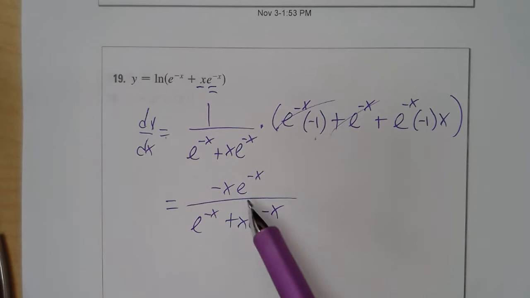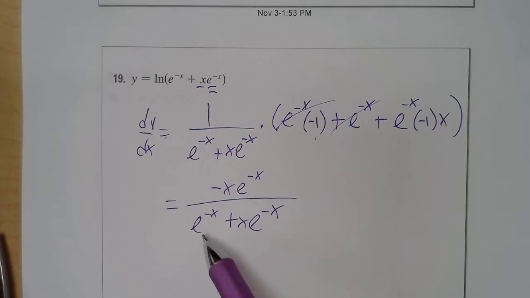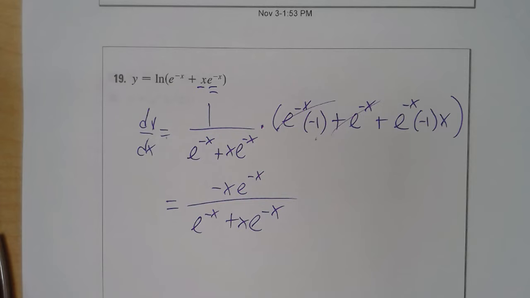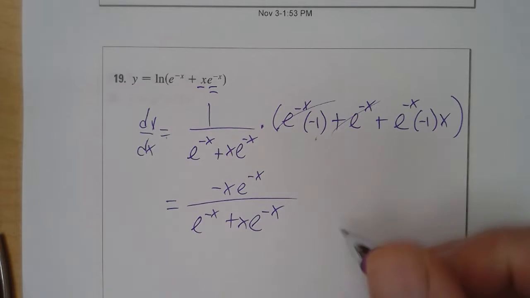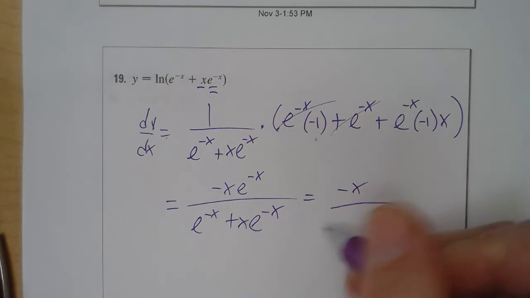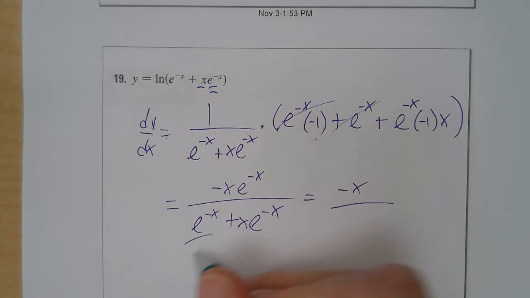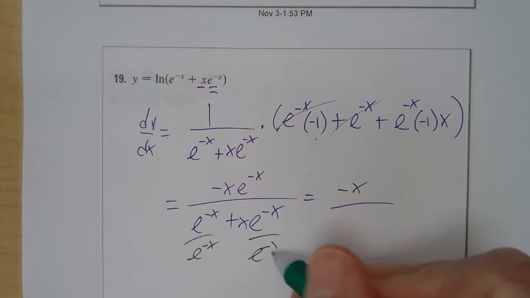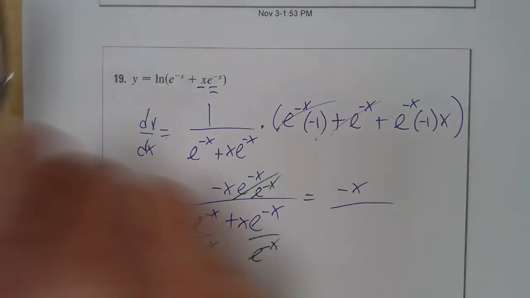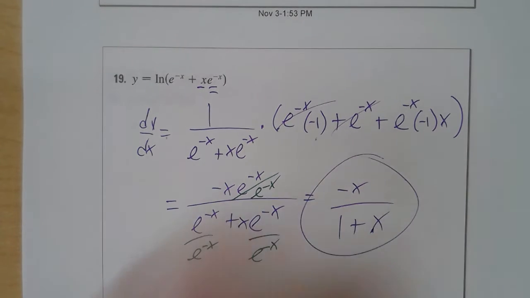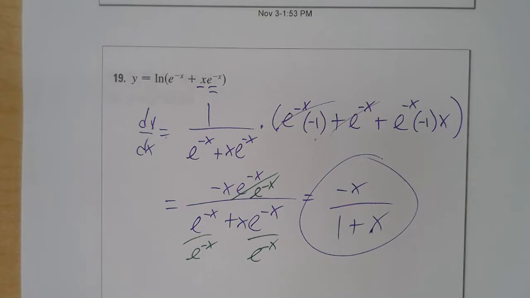And we notice that all 3 terms have an e to the negative x in them. So we're going to divide this term and this term by e to the negative x. And that would do it. So I get negative x over, dividing all the parts by e to the negative x, so then that would be 1, and then plus x on the bottom. So that really simplified a lot. The e to the x's all went away.